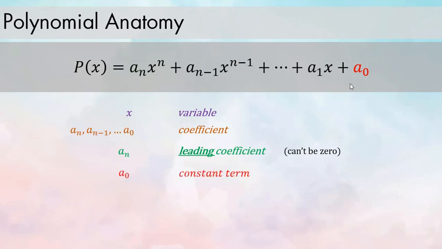And a_0 here, colored in red, is the constant term. It is called the constant term, the term that doesn't change, because it does not depend on the value of x. It is not multiplied by x, so it is not changed when we modify the value of x. That's why we call it the constant term.